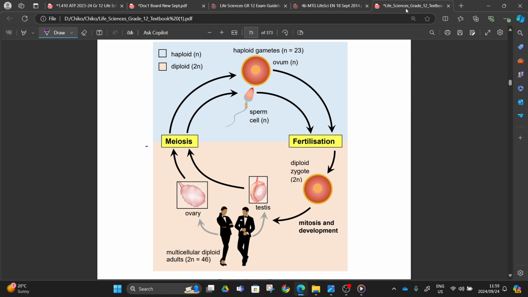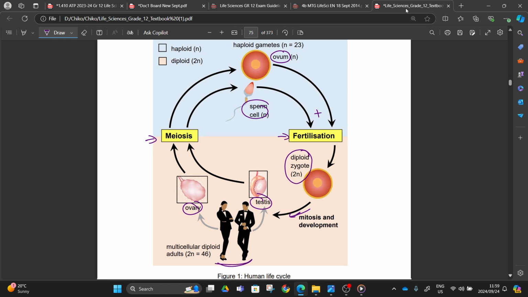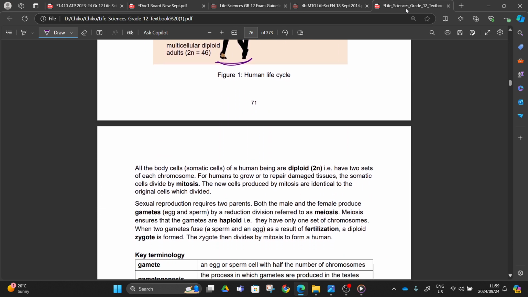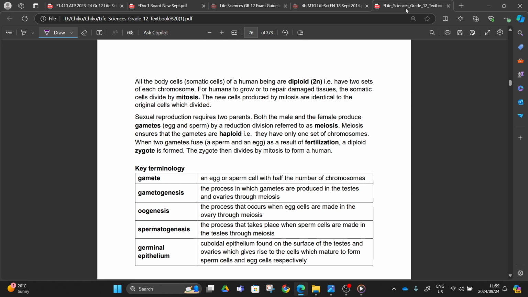From there, we have meiosis happening in our ovaries and our testes to produce the ovum and the sperm cells. These two are going to fuse together in a process called fertilization, and then the diploid zygote is going to be formed. This zygote is going to develop by mitosis until we produce a fully formed human body, right? And then from there they give us a small revision.